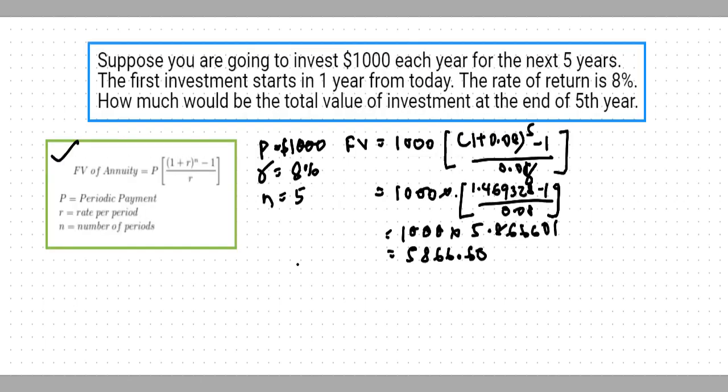So if you invest $1,000 each year at the end of the year for the next 5 years at the rate of interest of 8%, then you will be accumulating $5,866 at the end of 5th year. I hope you would have understood the topic.